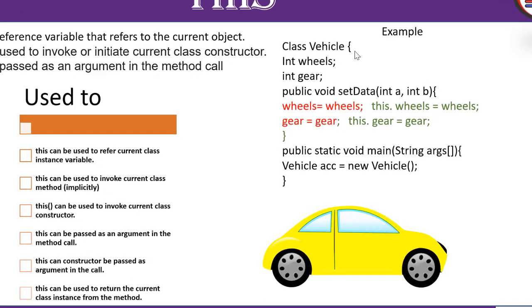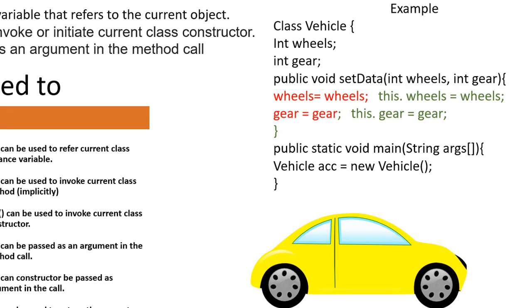So we have seen the Vehicle example. We have a Vehicle class. Inside that we have some variables and some methods like wheels and gears. And there is something called setData, where we are getting the values and setting them into the form, just like a getter and setter. This is one of the best examples to understand this.